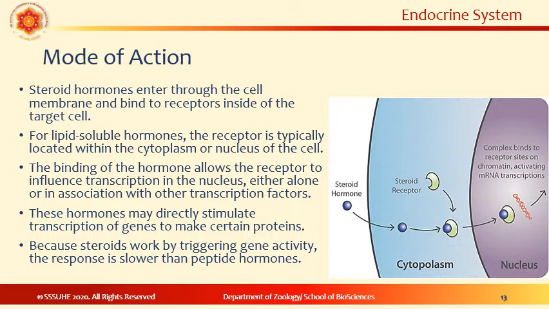The steroid hormones are lipid-based hormones, so they can easily enter the cell and also the nucleus, binding to its receptor. Once they are inside the nucleus, they are able to bind to specific sites on the DNA, on the chromatin, activating specific mRNA transcripts. Thereby, they are able to control at the transcriptional level.